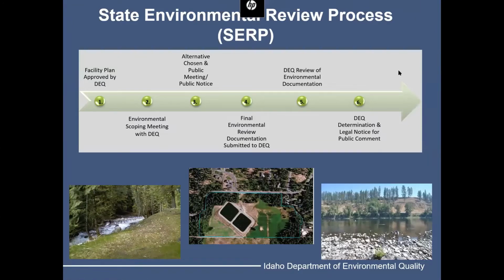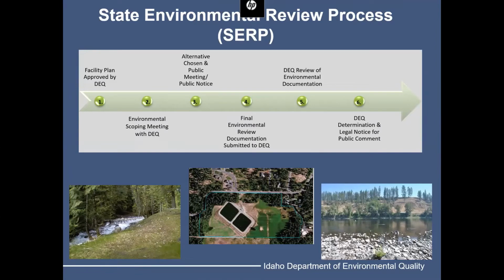All right, good morning. So I'm going to briefly go over the state environmental review process, just to give you guys a brief overview of what this looks like. I know sometimes people are a little bit hesitant about this process, but an environmental determination is needed to move forward with a State Revolving Fund (SRF) loan. And this can be done during the facility plan process.